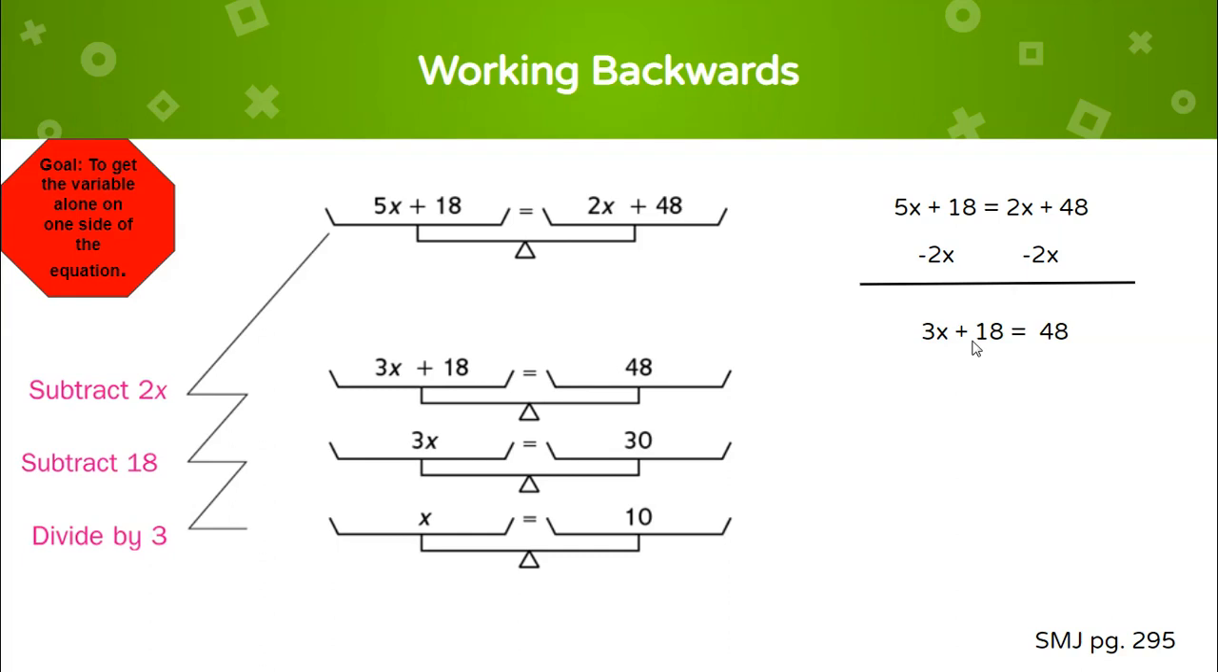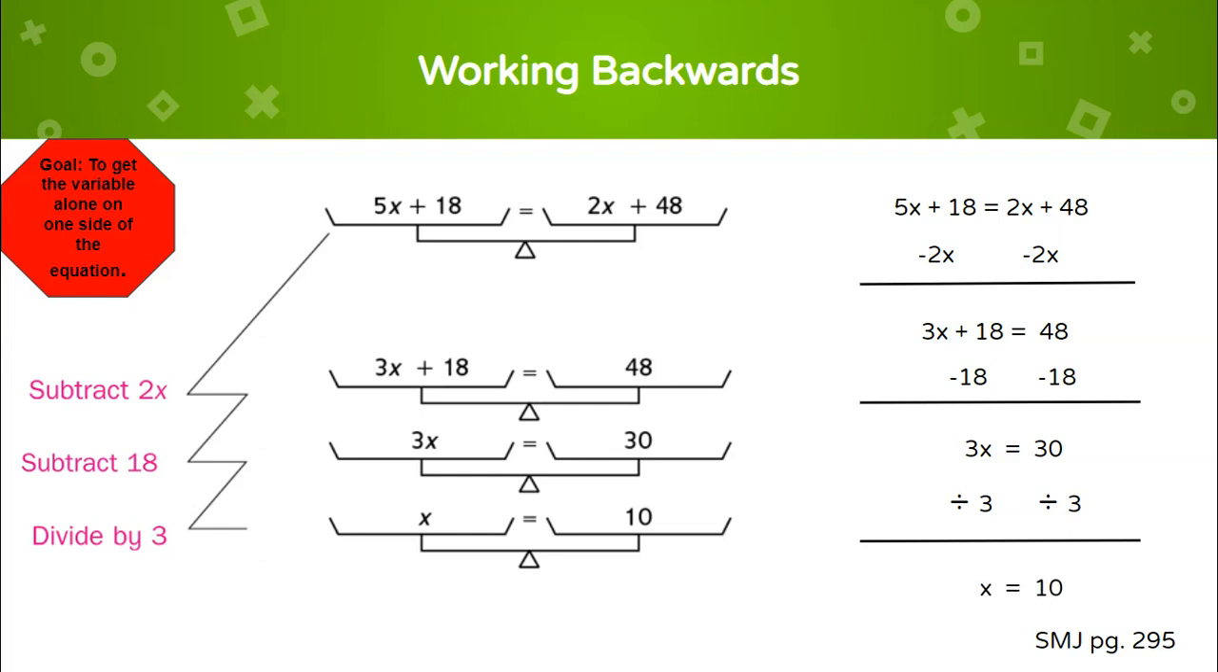Now we want to get that variable alone, so let's get rid of a plus 18. The inverse of adding 18 is subtracting 18. Whatever we do to one side, we do to the other. And so we're left with 3x equals 30. And now, since we have a variable term and a constant term, we can't add or subtract. We must multiply or divide. We're trying to get down to x. We want to divide by 3. 3x divided by 3 equals x, and 30 divided by 3 equals 10. This is what your problem solving would look like in the middle school.